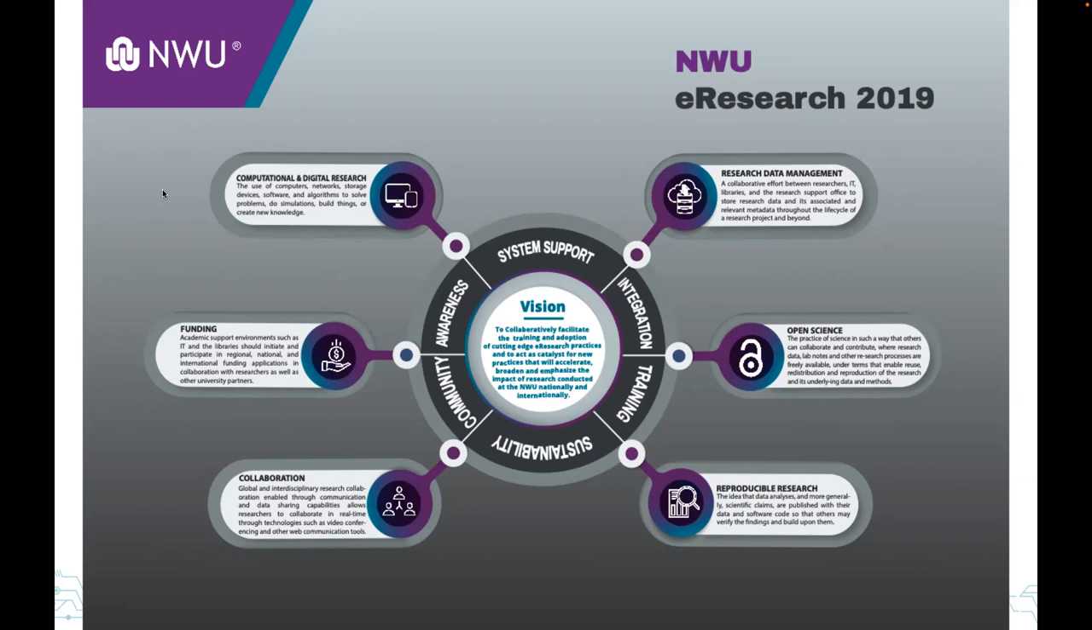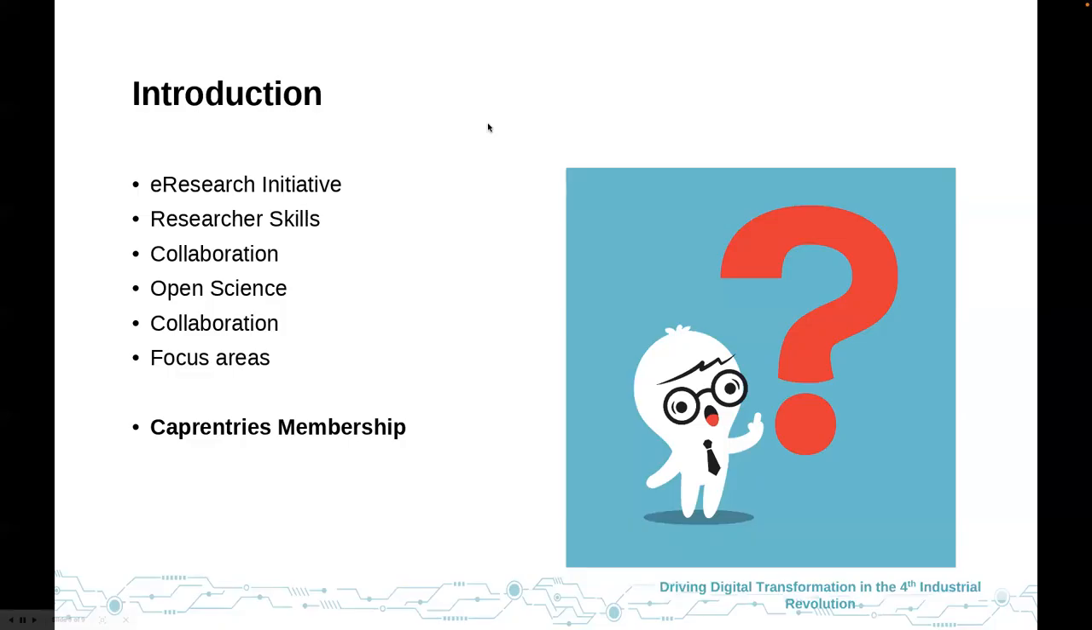And we also came to the computational and digital research, and then stemmed to the skill set of our researchers. Now, within this environment, within our vision and our initiative, we saw, okay, we need to do something. What we did was we launched the e-research initiative. We tried to speak with our researchers. We focused on researcher skills, and that's where the Carpentries came in. Collaboration was one of the biggest things that came in. And open science was sort of a swear word to some of our faculties. But open science is something that you can't get away from these days.